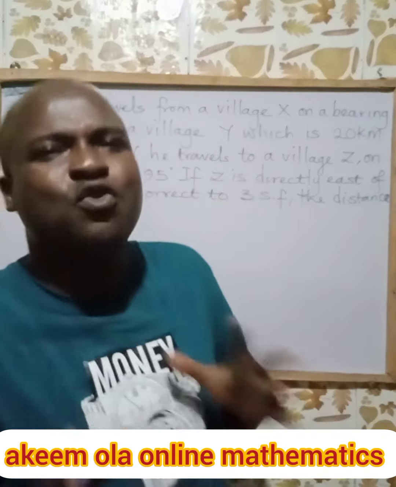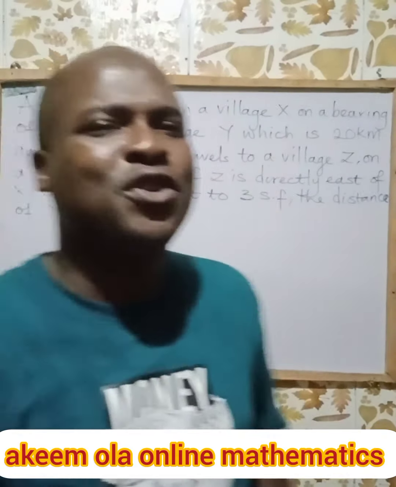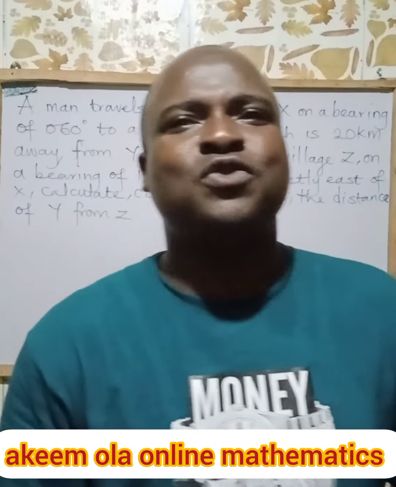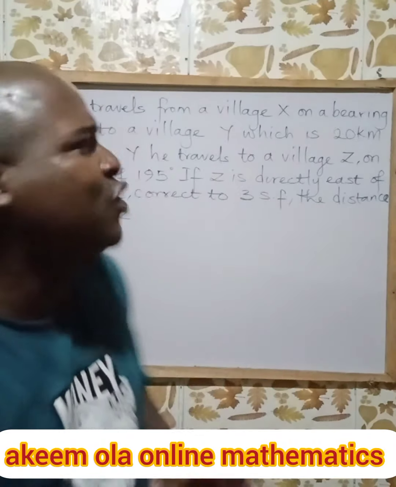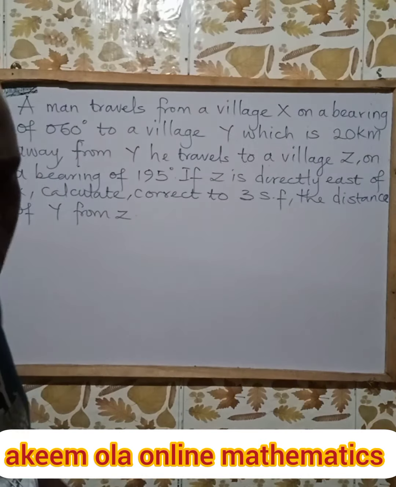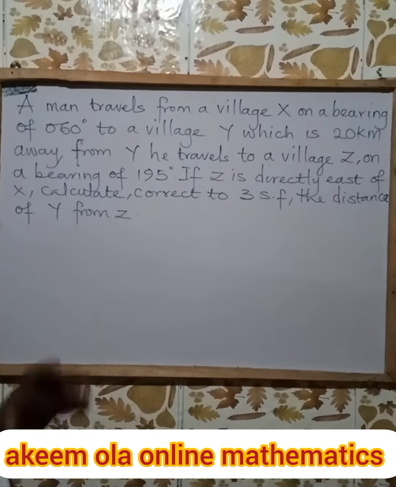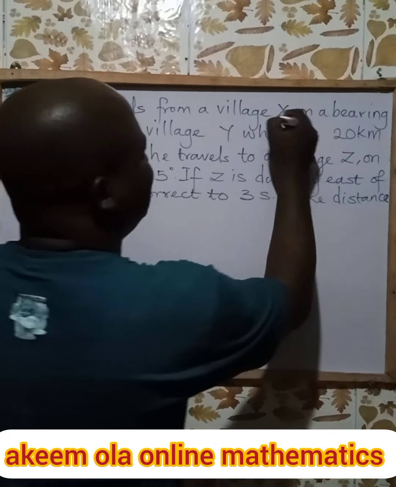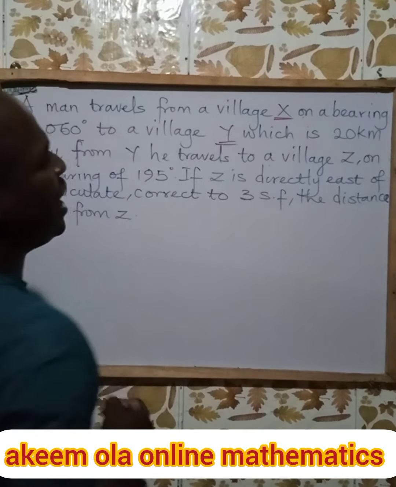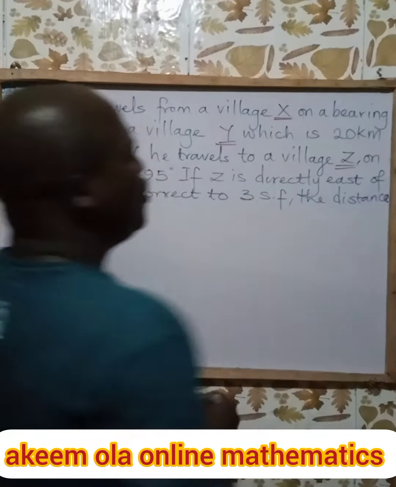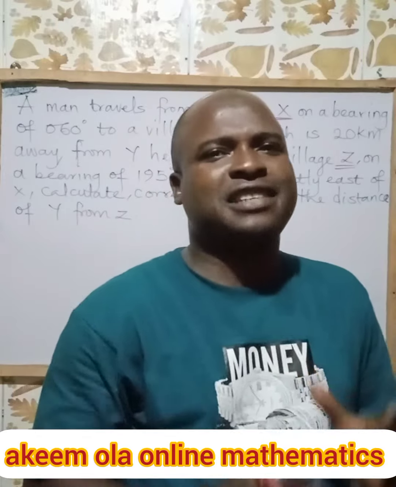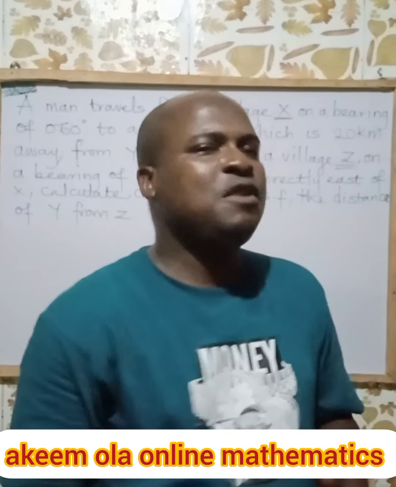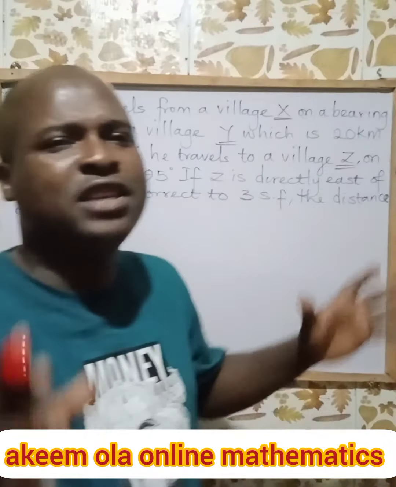But this time around, we are going to solve a question on three bodies. The one we have been solving all this while is on two bodies, but today we are going to solve a question on three bodies. If you look at the question on the board, we have three bodies. The first body is X, the second body is Y, and the third body is Z. So we need to draw the cardinal point for each of them, X, Y, and Z, depending on their arrangement from the question.